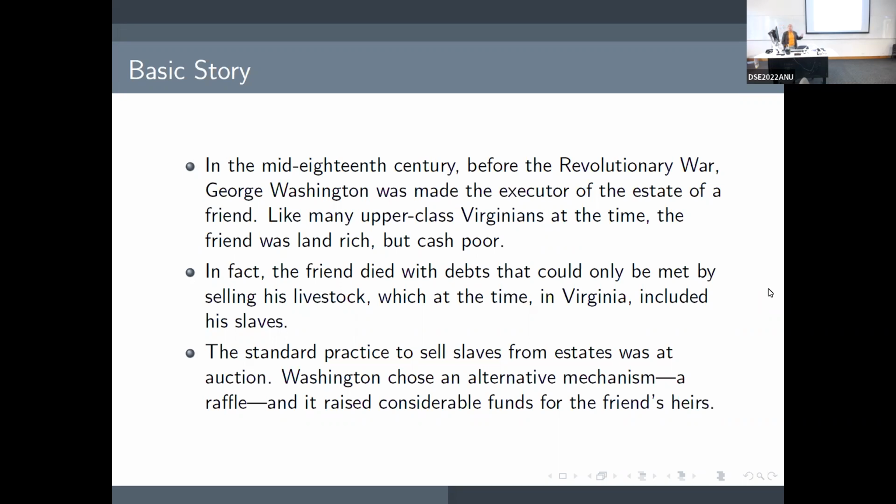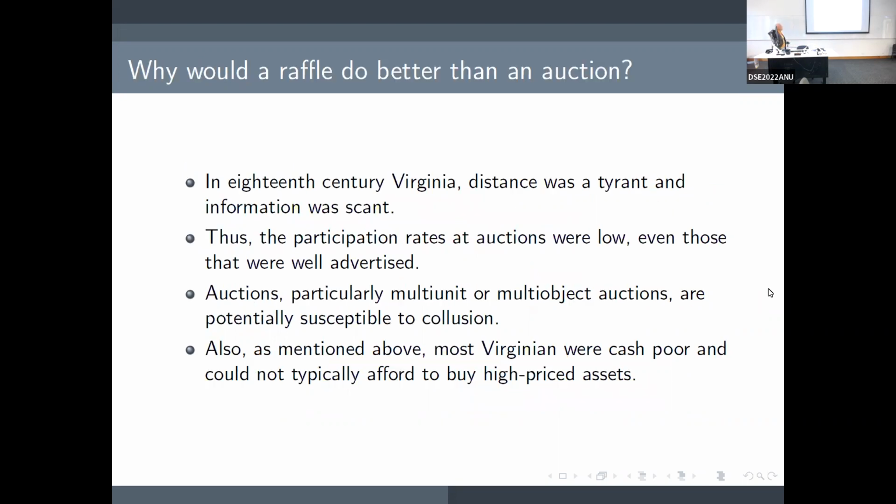Washington chose not to do that. Instead, he held a raffle. For some of you, raffle is a pretty rare word in English. It's essentially you give people, they buy tickets from you, and then you pull tickets out, and the one ticket you pull out wins the raffle. So it's like a lottery. And it turned out that this raffle made huge amounts of money for Washington's friend.